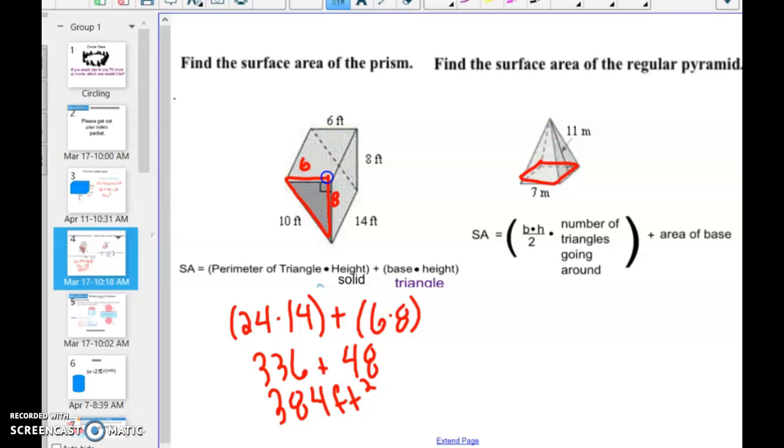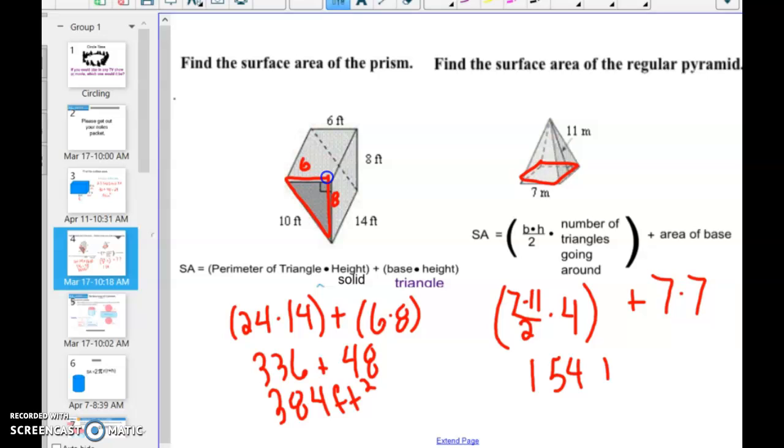So that means the base is a square, and it has 4 triangles going around. So the area of the triangle would be 7 times 11 divided by 2 times 4, because there are 4 triangles going around. That gives me 154. So then the area of my base, like I said, it was a square, so that would be 7 times 7, which is 49. And then your final answer for the surface area would be 203 meters squared.